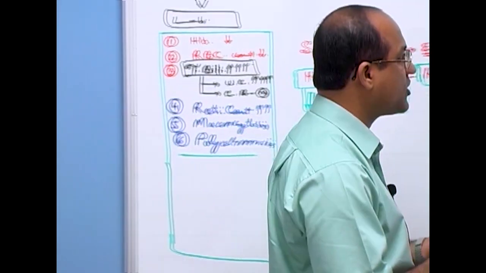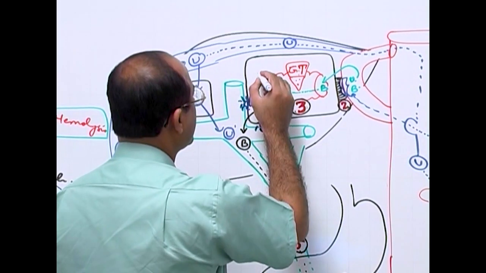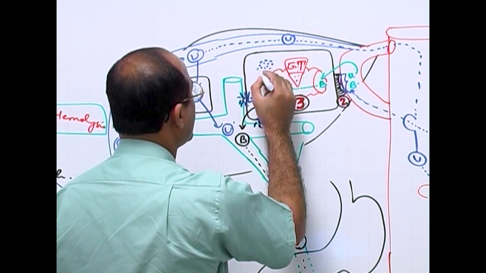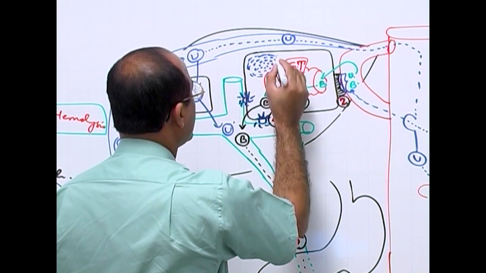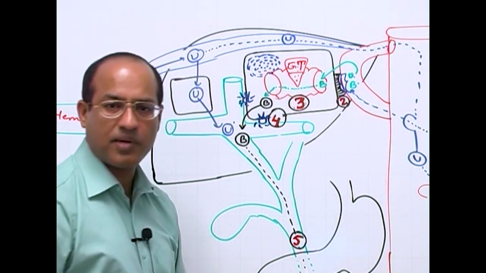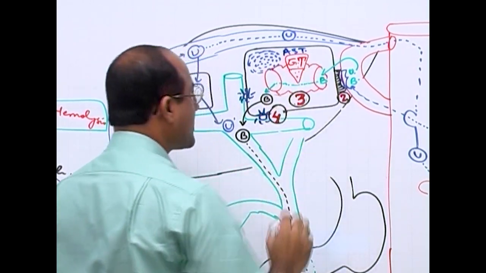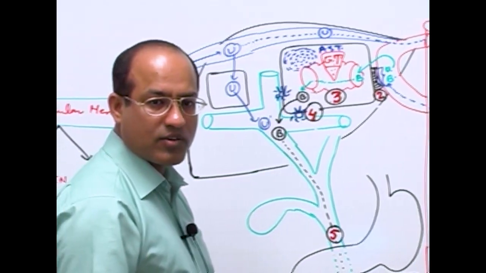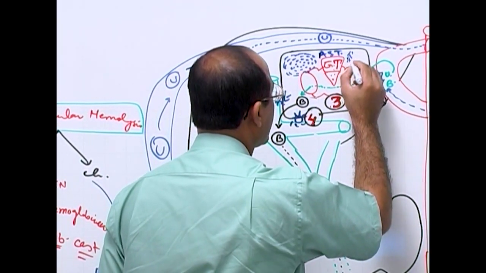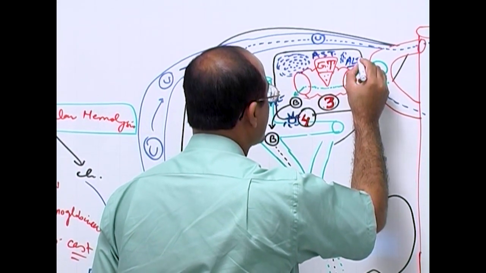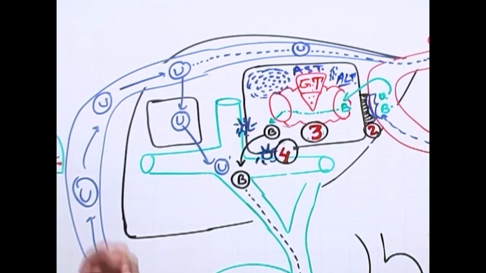whenever hepatocytes are injured, listen carefully, whenever hepatocytes are injured, hepatocytes are very rich in a special group of enzymes. What is the name of these enzymes? These are transferases or transaminases, right? One is AST. AST stands for aspartate aminotransferase, and the other is ALT, alanine transferase or transaminase. Some people call them transferases, some people call them transaminases.